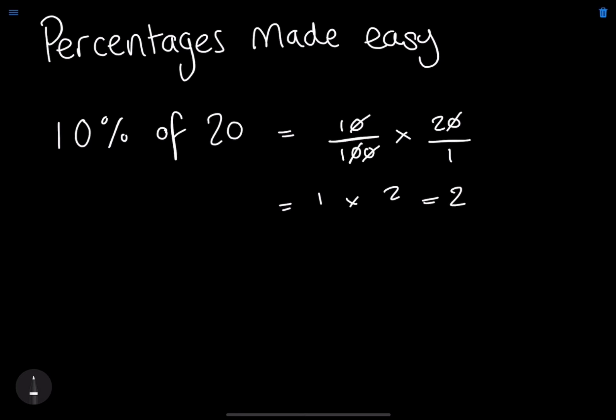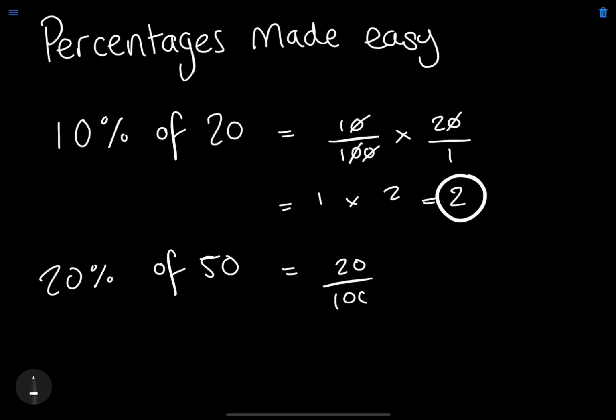Let's make it a little bit more difficult. So this one we'll do 20% of 50. That equals 20 over 100, so 20 100ths, times 50 ones. And again, we'll just cancel out these zeros. And we're left with 2 times 5, which is 10. Simple.